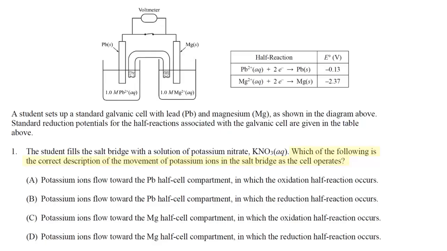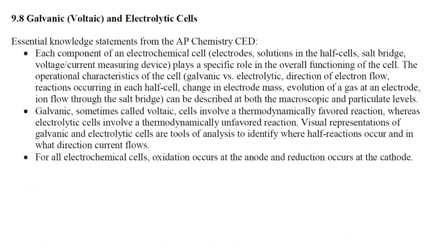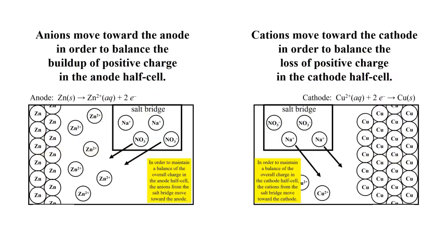So this particular question definitely falls under topic 9.8, galvanic and electrolytic cells. One of the essential knowledge statements that I will highlight on this slide is the one that says, for all electrochemical cells, oxidation occurs at the anode and reduction occurs at the cathode. From my video that included topic 9.8, I talked about the movement of both the negative ions or the anions as well as the positive ions or the cations within the salt bridge. So on this slide you can see a summary of that information.